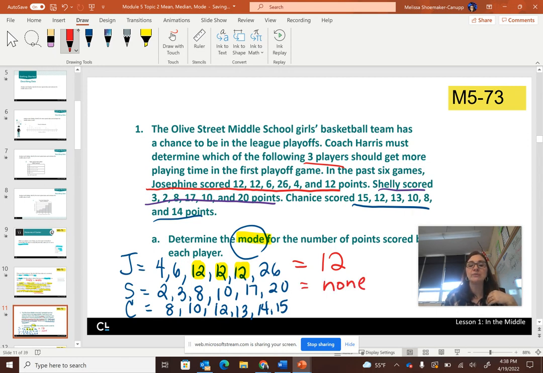Shanice, 8, 10, 12, 13, 14, 15. Once again, nothing is repeated. You would simply write none. That is how you find the mode. Put the numbers in order. You're going to hear me say that a lot again, a lot. And then you're looking for the number that's repeated over and over again.